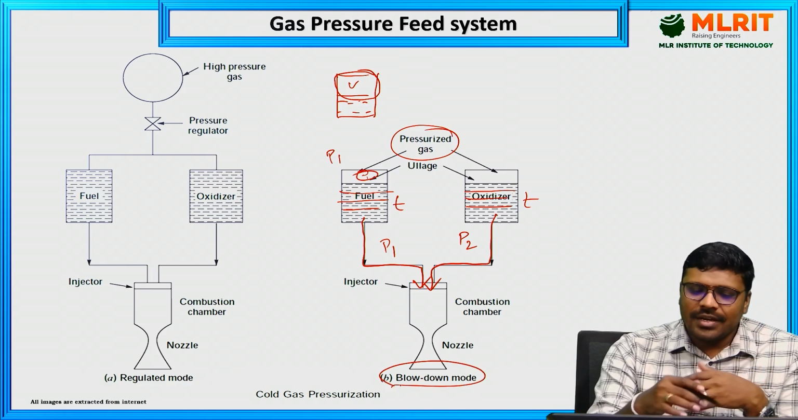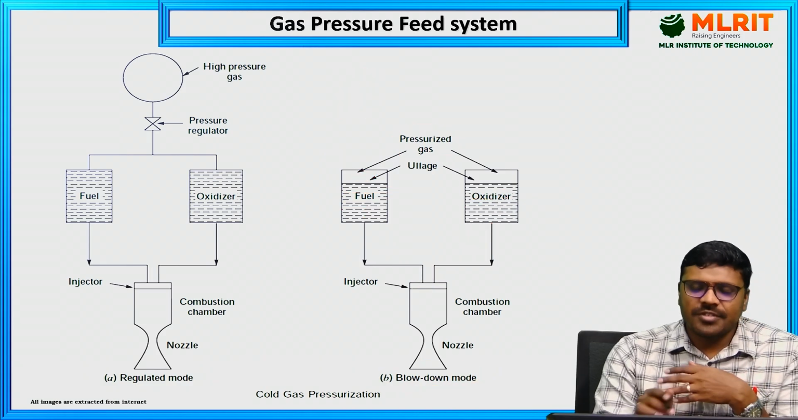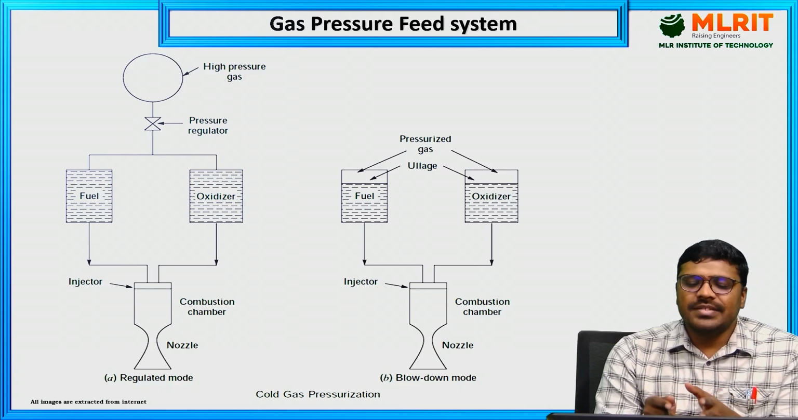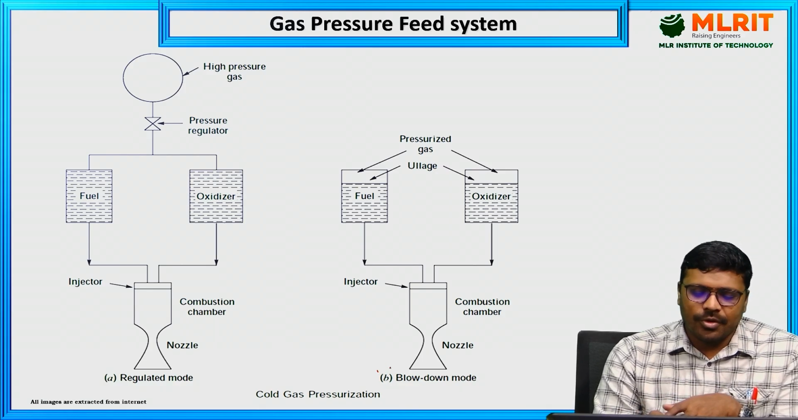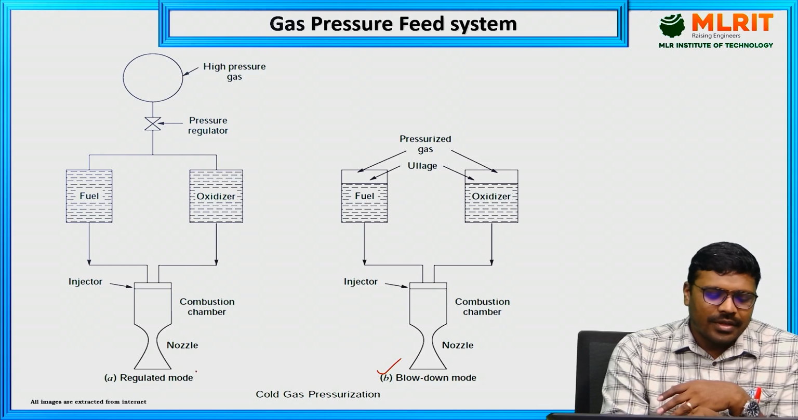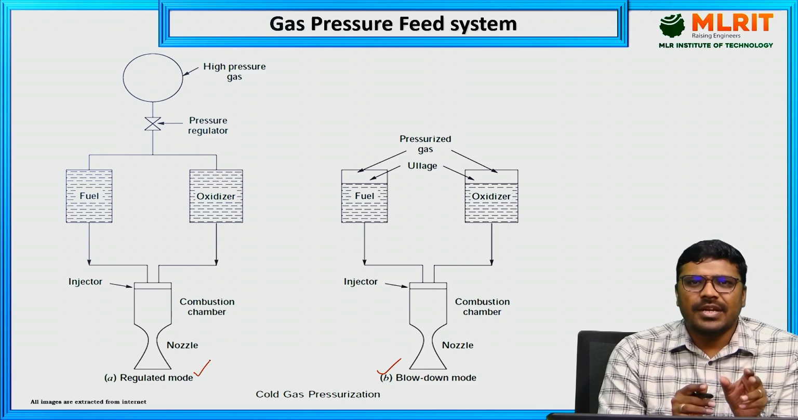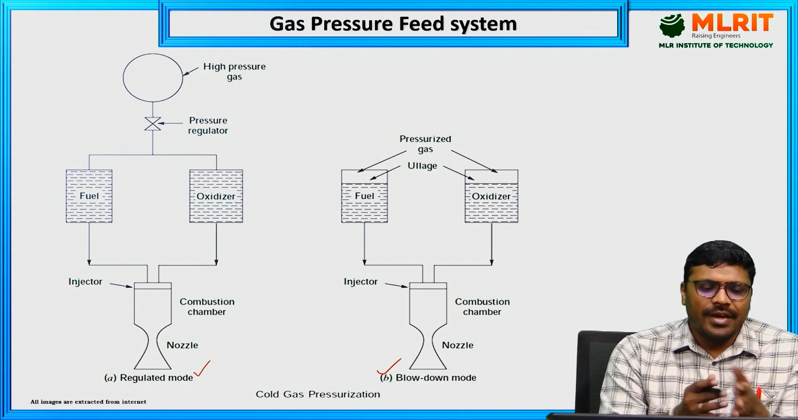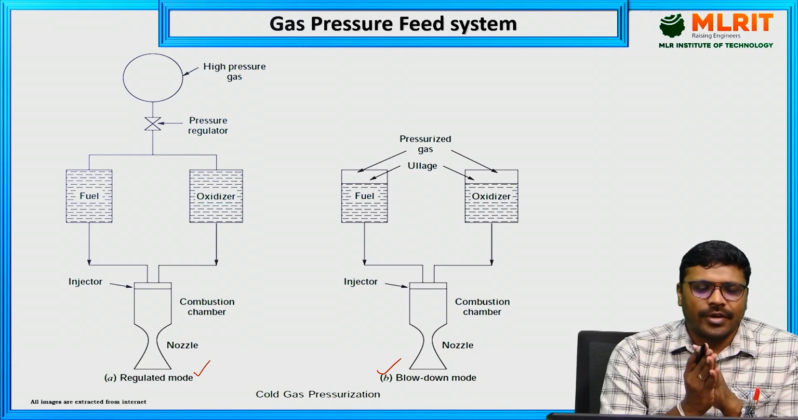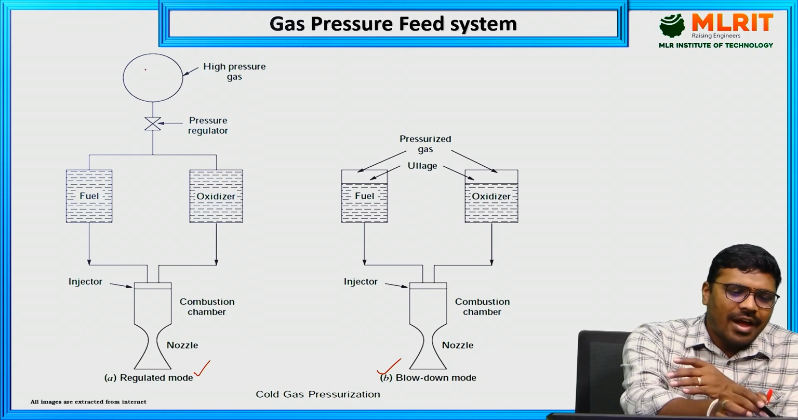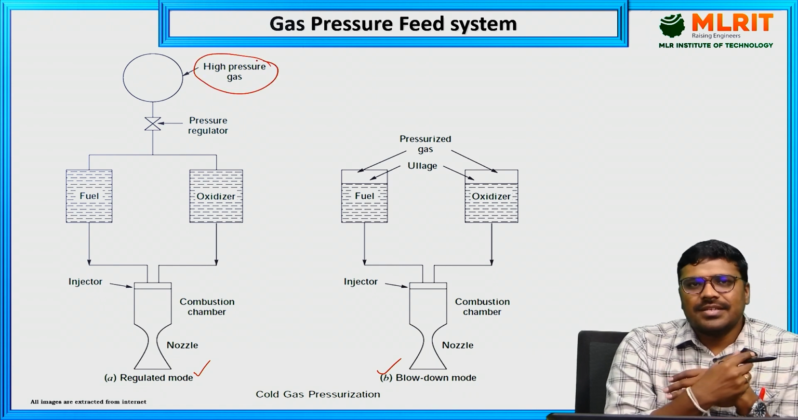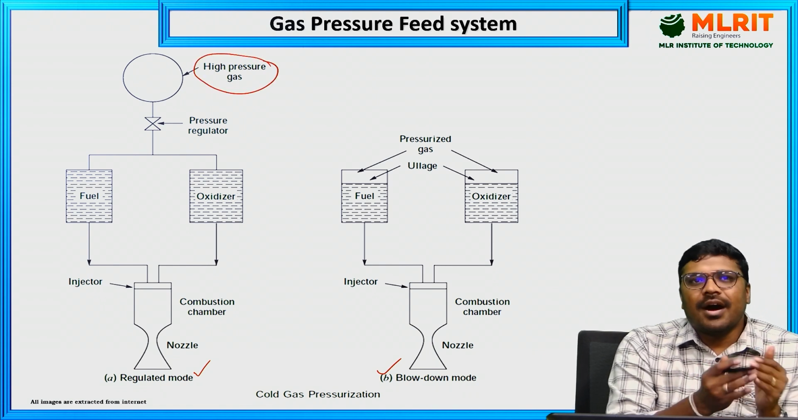But the complexity of blow down is less when compared to the regulated mode, and the design is very simple for blow down mode. When compared to blow down, the regulated mode is a little bit complex. And the major advantage of this regulated mode is, here we have high pressure gas, right? So we can maintain a constant pressure.